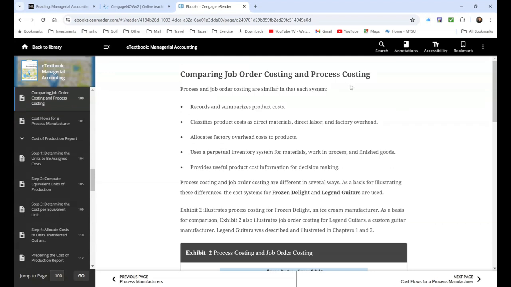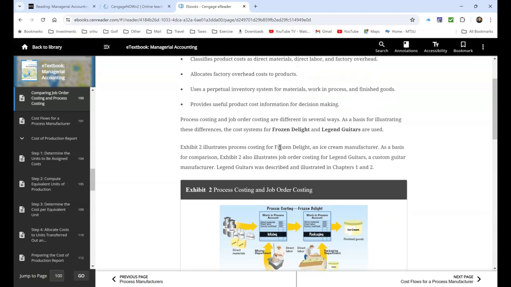So comparing job order costing and process costing, process and job costs are similar in that each system records and summarizes product costs. We classify it into direct materials, direct labor, factory overhead. We allocate factory overhead costs to the products. Again, we have to allocate all those costs to the products. We use a perpetual inventory system for materials, work in process, and finished goods, and it provides useful product cost information for decision making. So, in other words, we know how much something costs. They differ in several ways.